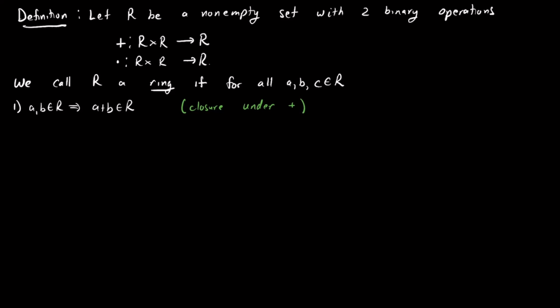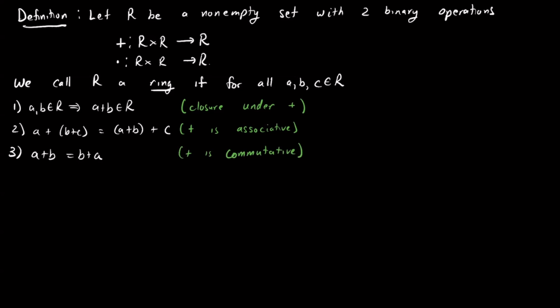Okay, so we have that it's closed under addition. If I add two elements of R, I create a new element of R. We have that the addition is associative, so that A plus B plus C is the same as A plus B plus C, regardless of grouping. We have that addition is commutative. A plus B is always equal to B plus A.